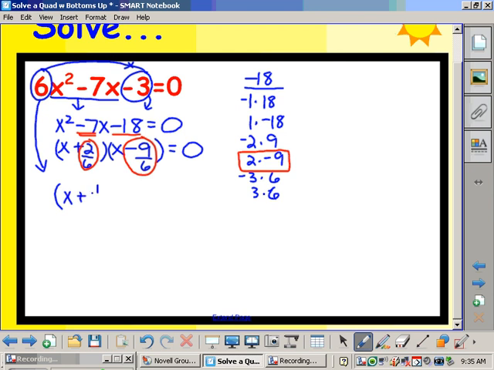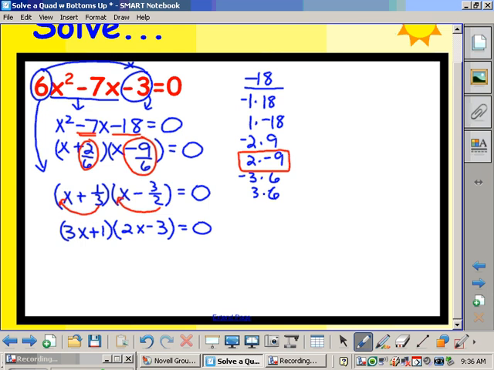So 2 over 6 reduces to 1/3. Negative 9 over 6 reduces to 3/2. Now, because the numbers are both fractions and they cannot be reduced any further, the bottom number will go up in both cases in front of the x. So you will have 3x plus 1 and then 2x minus 3.